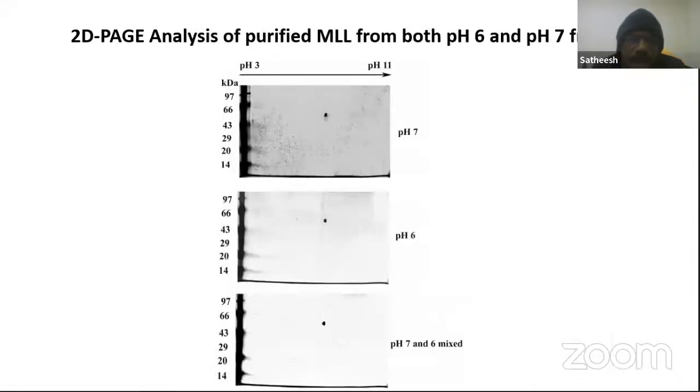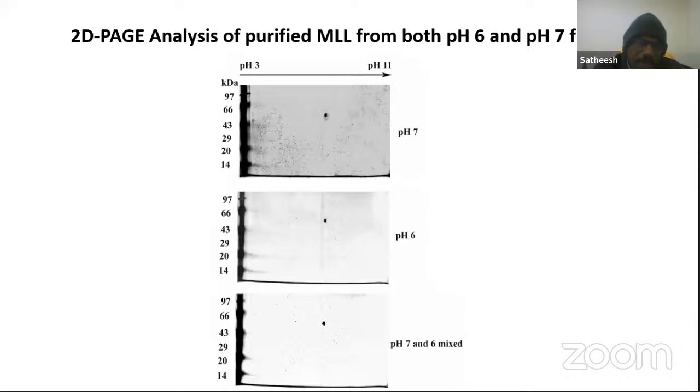Now we had two proteins, from pH 7 and pH 6. It is necessary for us to identify whether these proteins are the same or not. So we did a 2D PAGE analysis in which we loaded pH 7 alone, pH 6 alone, and a mixture of pH 6 and pH 7.